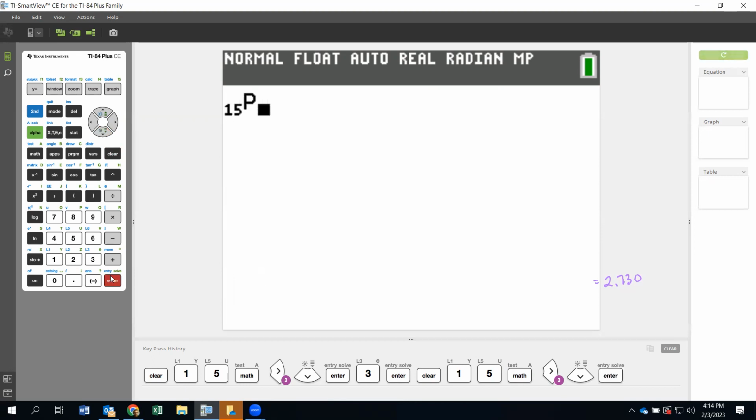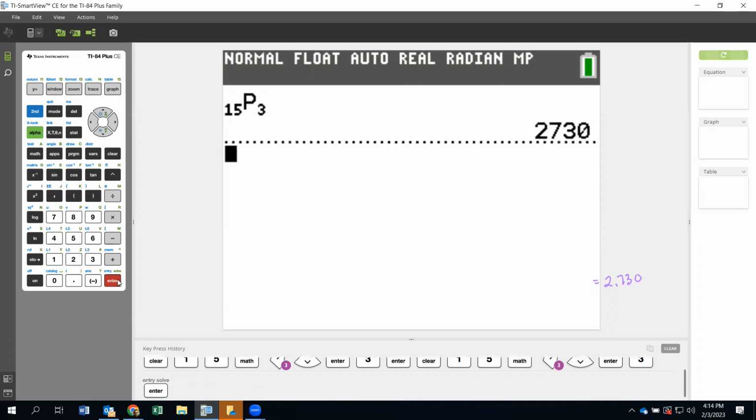This is a newer version of the TI calculator, so it automatically drops the 15 in where the sample size should be, and we can type the 3 in for how many positions we're trying to fill. If you have an older version, yours is going to say 15, and then you'll see the nPr on your screen. So the 15 connects to the n, and then you would have to type a 3 to connect it to the r. Once you're done, we hit enter. And there's our 2,730.